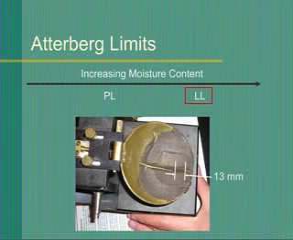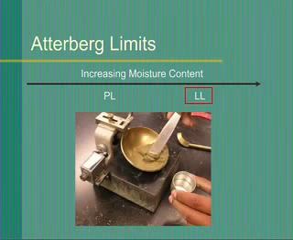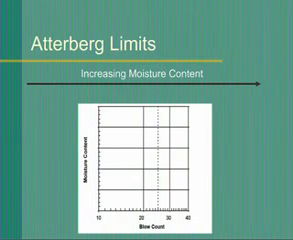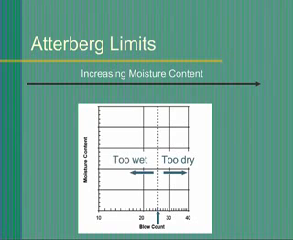After the final repetition, obtain a sample from the center of the cup in the location where the groove closed. Place the sample in a pre-weighed sample tin and obtain its moisture content using the normal procedures. The soil is said to be at the liquid limit when exactly 25 drops are required to close the groove 13 millimeters. If more than 25 blows are required, the soil is drier than the liquid limit. If less than 25, it is wetter than the liquid limit.